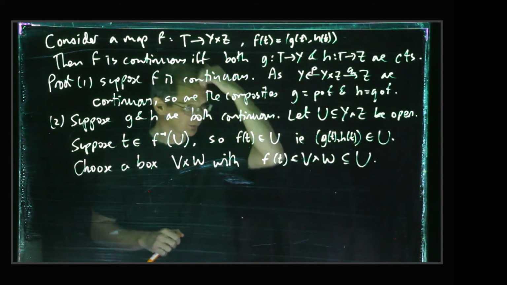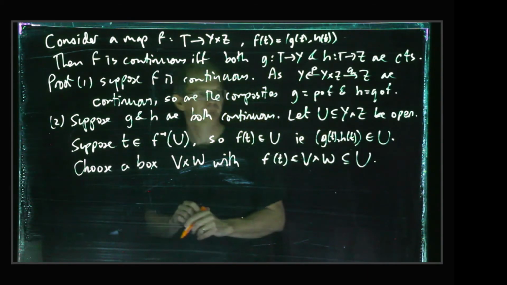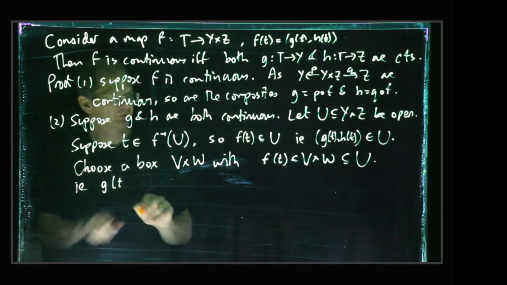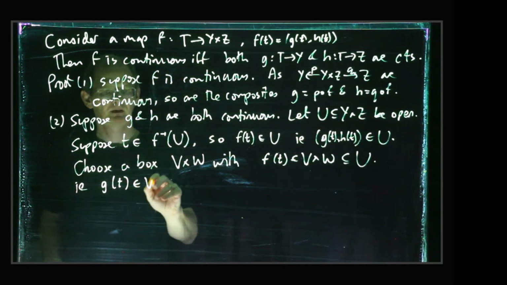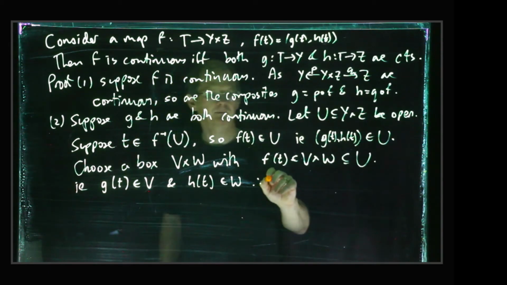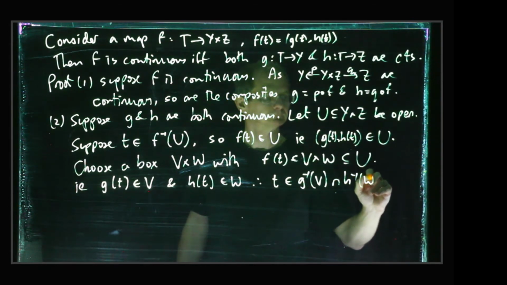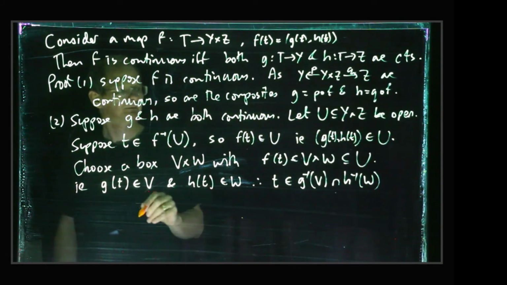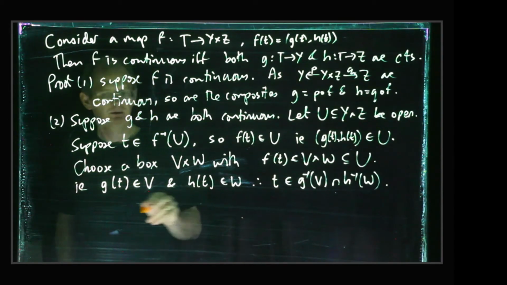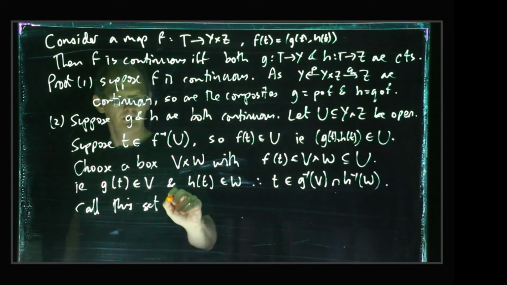So F of t is a point of U, and so by the definition of the product topology, we've got a box V cross W which contains F of t and is contained in U. So for F(t) lying in V cross W, that means that G(t) is in V and H(t) is in W. So that means that t is in G inverse V intersect H inverse W. So let's call this set N_t.